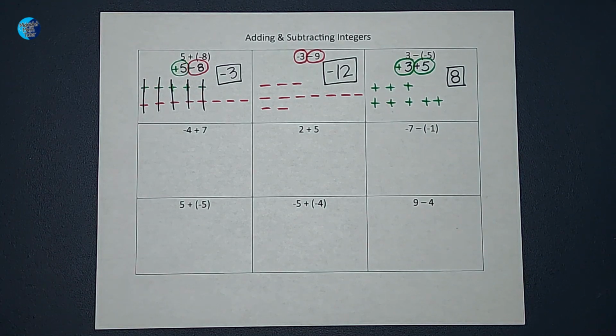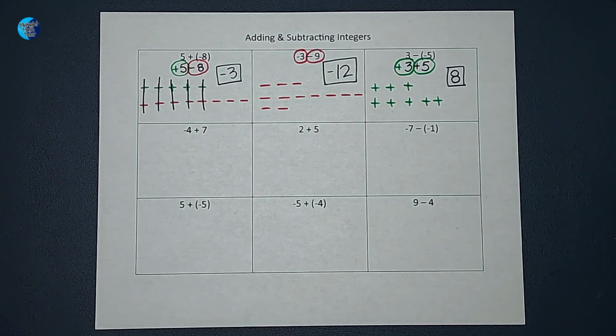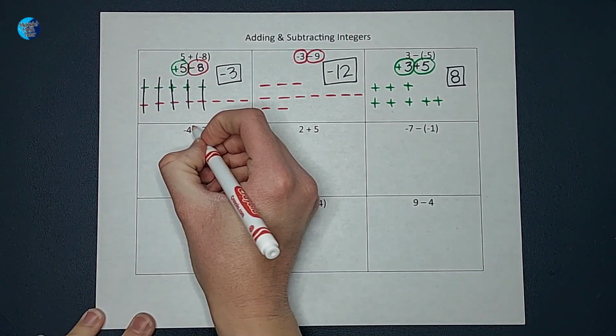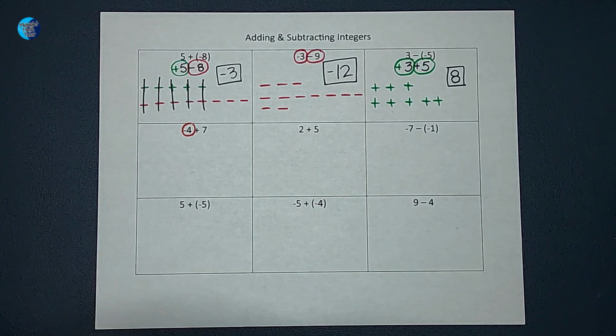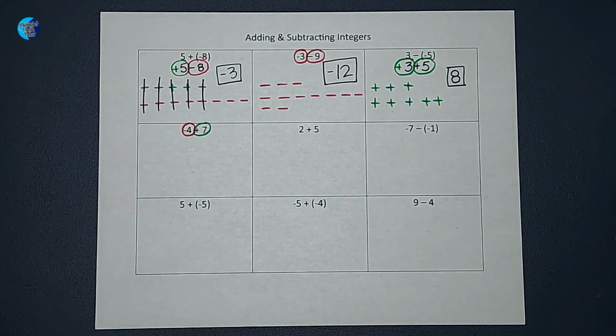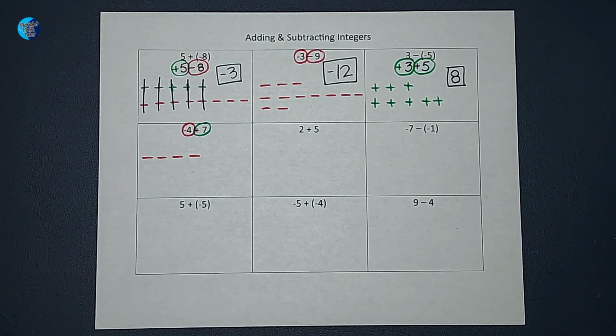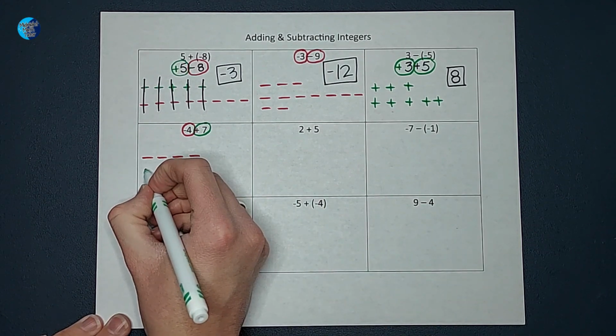Okay. All right, let's look at this one. First thing I ask myself, do I have any signs right next to each other? I don't. So I'm going to circle my negatives red. There's 4 negatives. And my positives green. And then go ahead and draw those out. 4 negatives. And 7 positives.